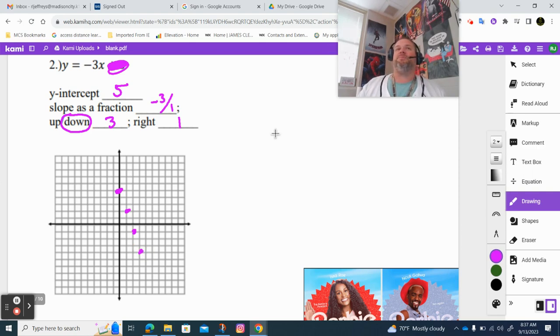And I know somebody said, but my teacher always told me to go up or down first, or run first. You could actually go to the right first and then down 3. You're going to end up in the same spot, okay?